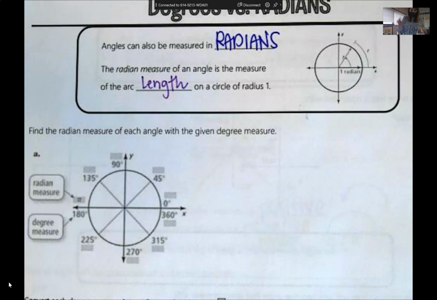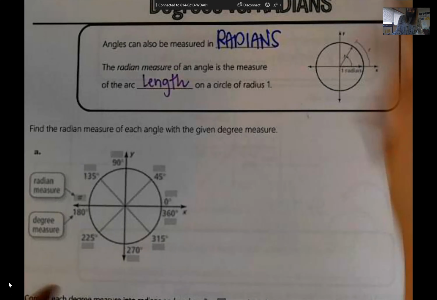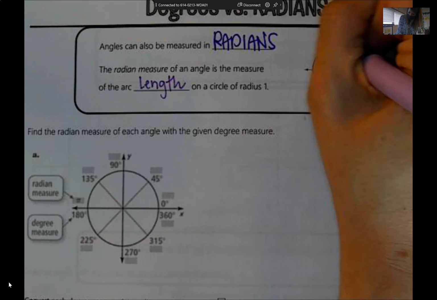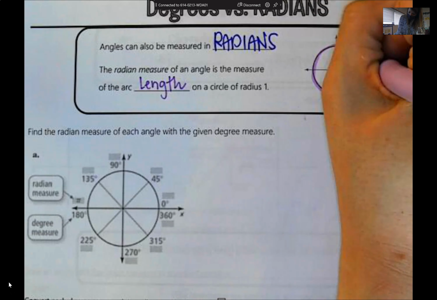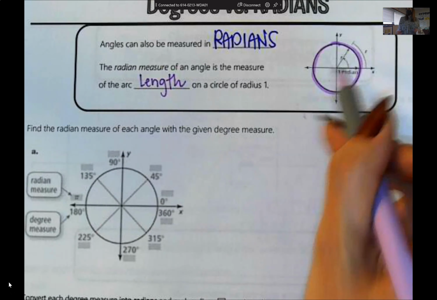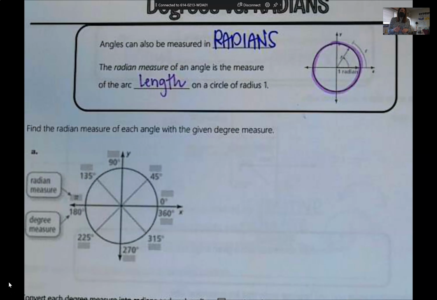So what they're saying over here is that we have a circle and its distance from the center is 1. That's what they mean by radius 1.